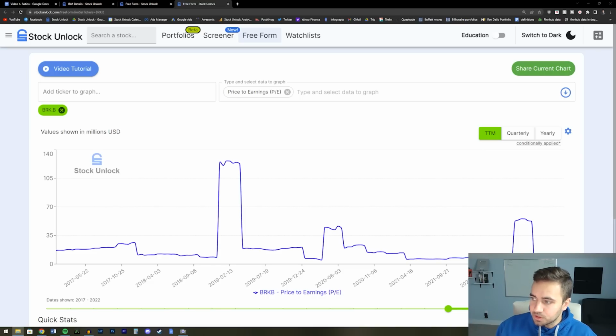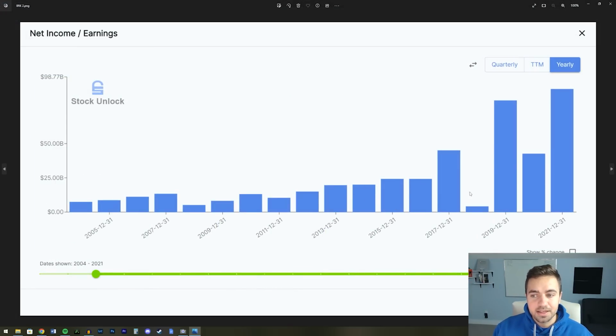Now, I also have a screenshot right here from Stock Unlock, and this is a visual representation of Berkshire Hathaway's net income or earnings over the years. So we can see right here in 2018, this was the down year for the stock market where their equity portfolio was down, and they had to report that negative $20 billion against earnings. Then we can see the next year, their earnings were up by over $80 billion because their equity portfolio was up in the stock market. Then it was down in 2020 because the stock market crash happened.